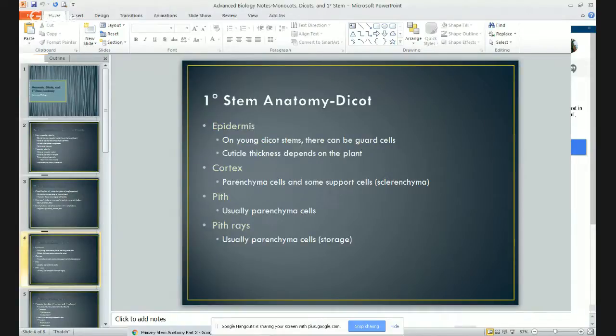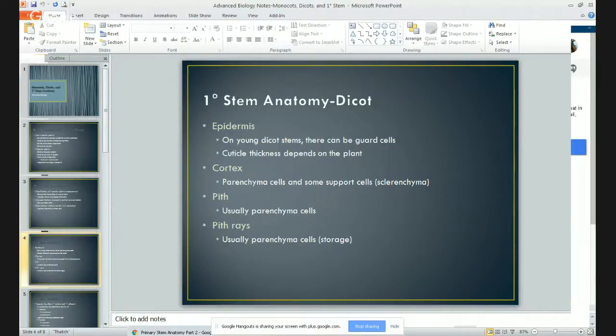So there's four, five technically, major parts to your stem anatomy. We're going to start with your dicots. I think what I'm going to do is go over the drawing, and as I'm going over the drawing, I'll interject what's on the slide. So I think that'll be the easiest. When I label it, then I'll tell you what the job is, because that's what's on your notes there.